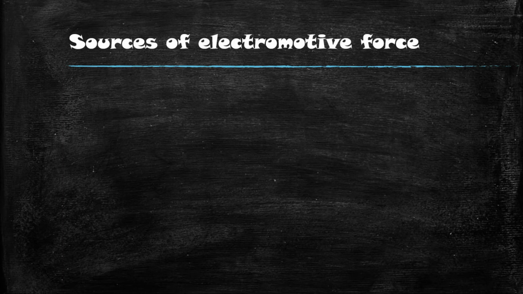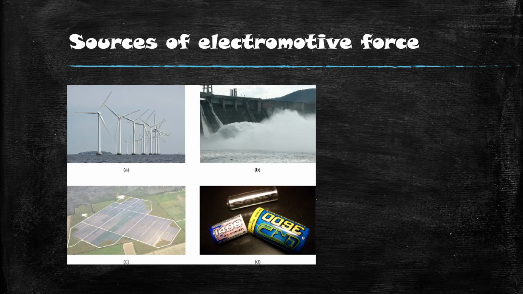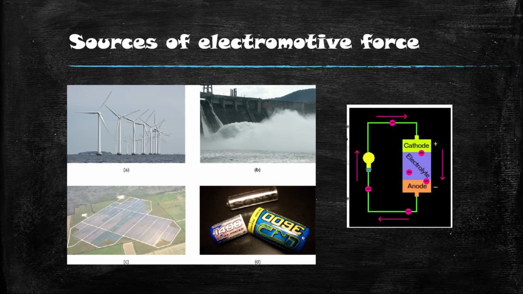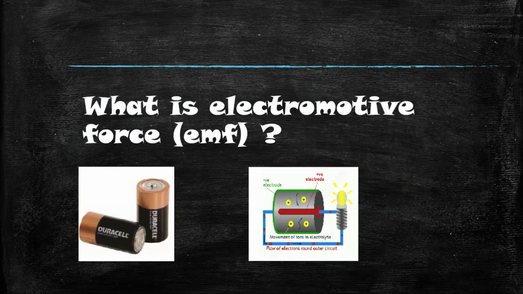Sources of EMF. Any device that pumps charge is called a source of EMF, like a generator, solar cell, or battery. What is EMF, or electromotive force? EMF is not a force at all. It is a potential difference across the terminals of a battery.